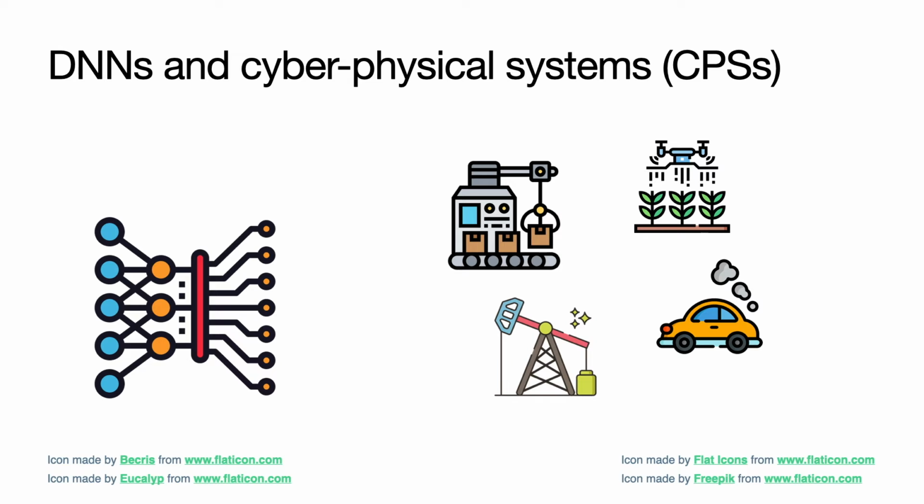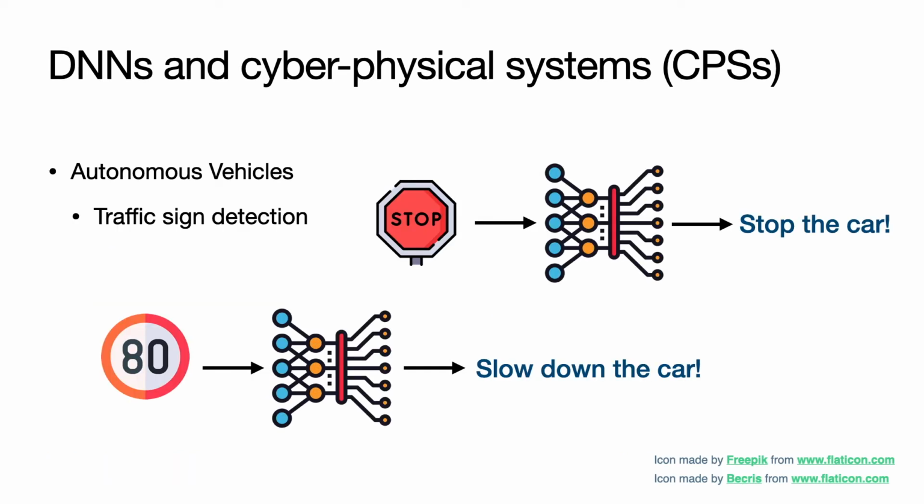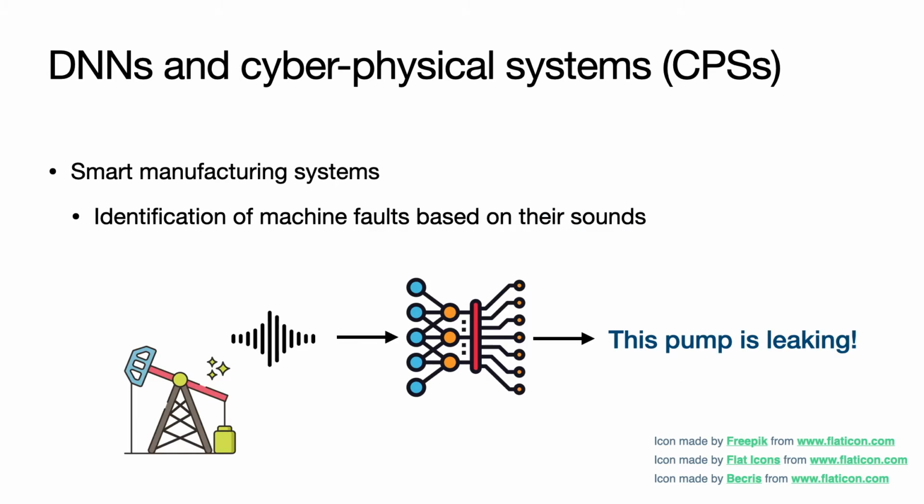There are a lot of applications that use deep neural networks to build cyber-physical systems. For example, autonomous vehicles. We can take a photo of a traffic sign and perform actions such as stopping or slowing down the car. Another example is smart manufacturing systems. The neural network can receive the sound of a machine and perform fault identification.